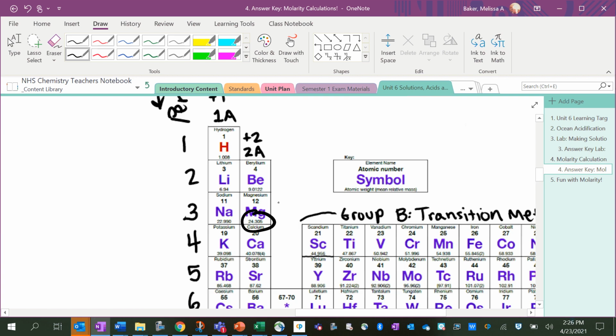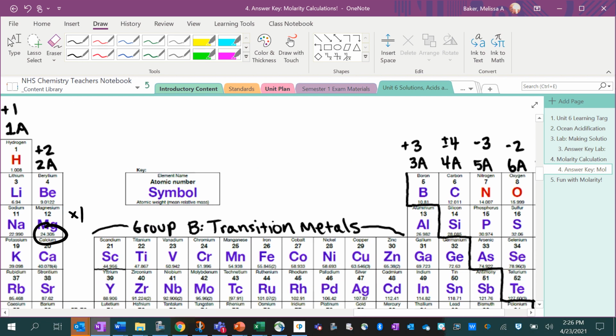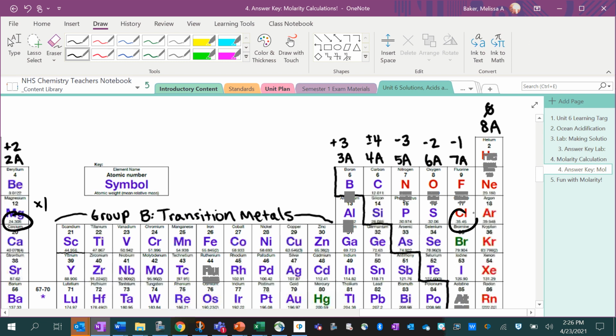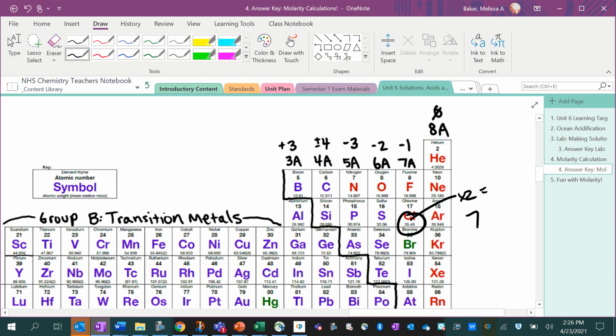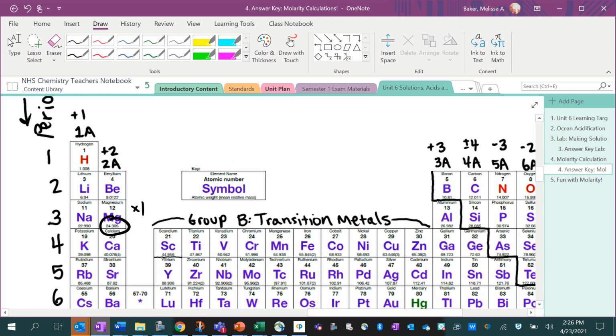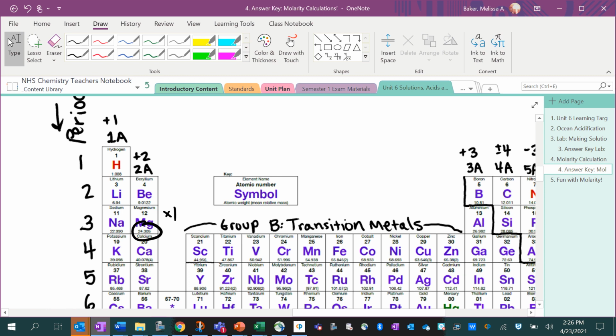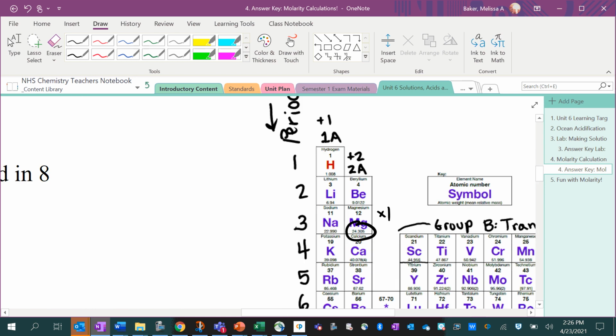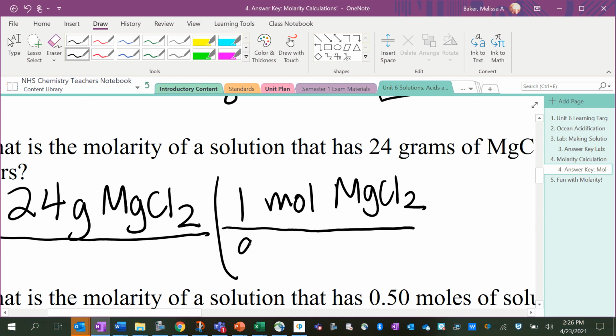Mg is 24.305 and Cl is 35.45. So let me first do 35.45 times 2. That's 70.9 plus 24.305. Answer, 95.205.